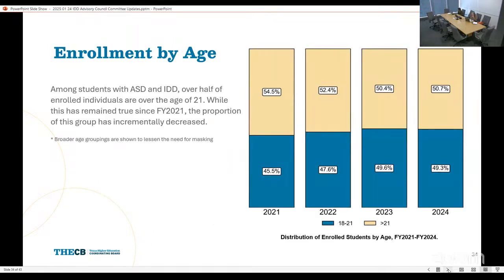Enrollment by age. Among students with ASD and IDD, over half of enrolled individuals are over the age of 21. While this has remained true since 2021, the proportion of this group has incrementally decreased.